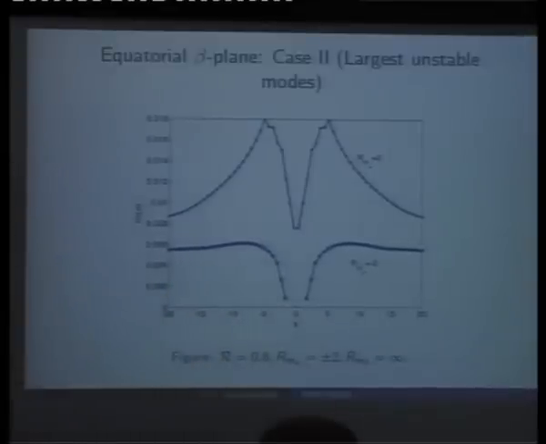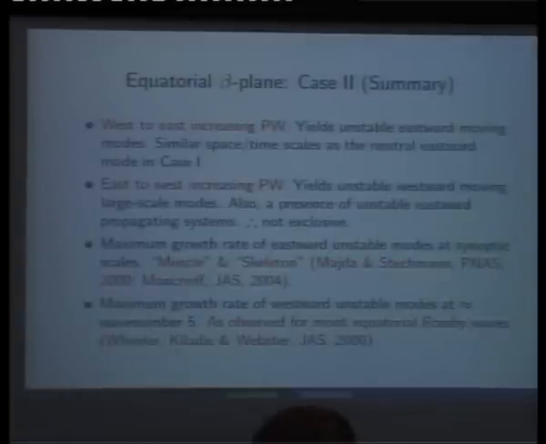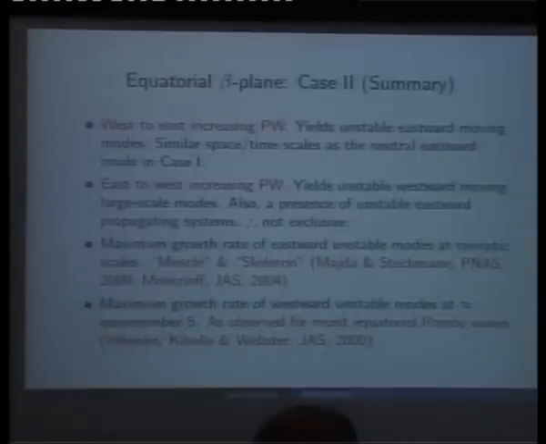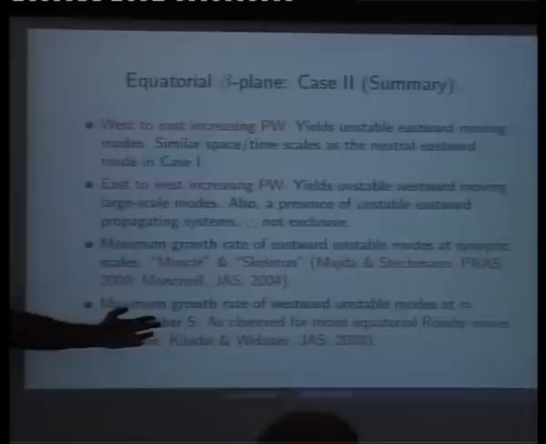So if one puts this together, the last statement we have is that the westward moving modes, which have a growth rate that maximizes at wave number 5, is very close to what is observed for moist equatorial Rossby waves, as has been documented by a lot of people, especially by Kiladis and co-workers. A review of that can be found in Wheeler, Kiladis, and Webster, JAS 2000. And this is precisely approximately the wave number that is picked out by these modes.